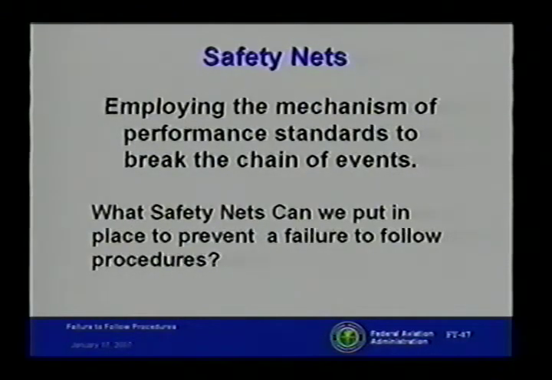So now one of the things that will help us is a safety net that you can use to help you break the chain of events. So which ones can we put into place to help prevent the failure to follow procedures? There's several of them. I think in total there are 8 that we came up with, that even one of them could break the chain. So we'll go over them each one individually.